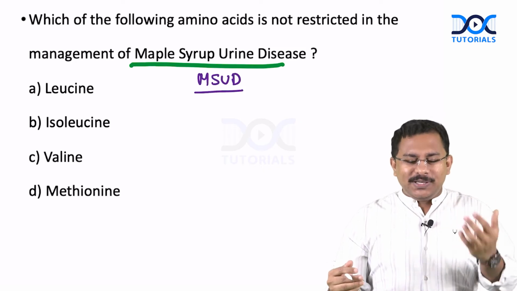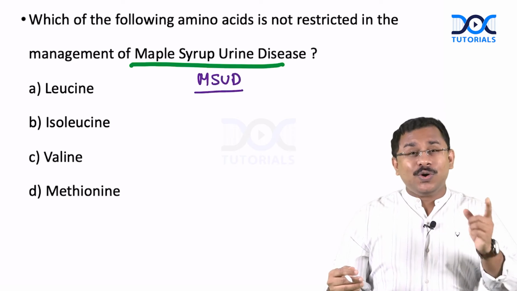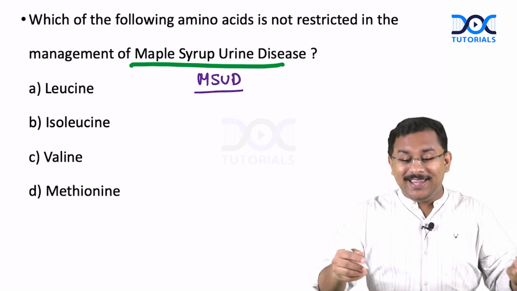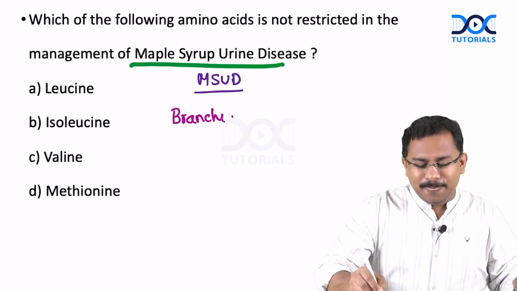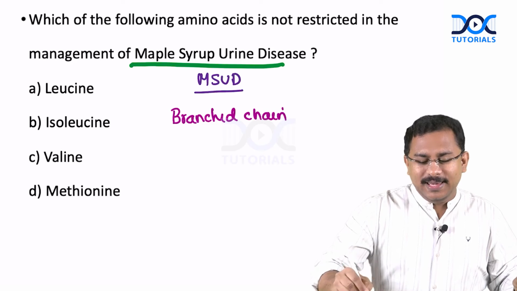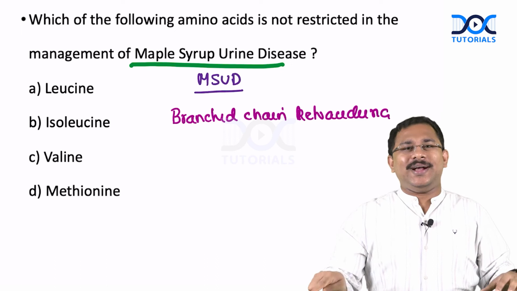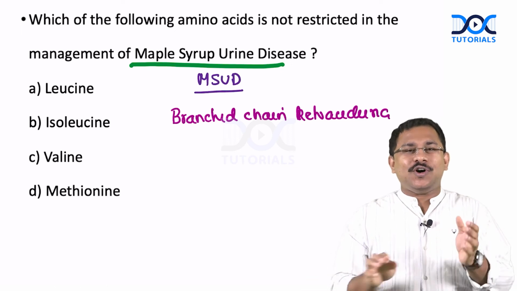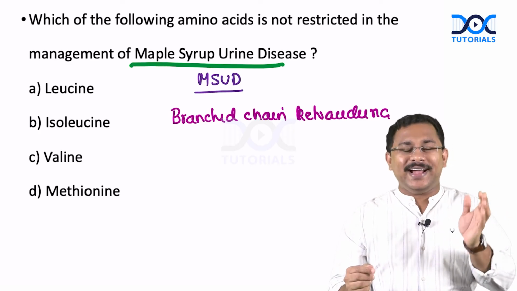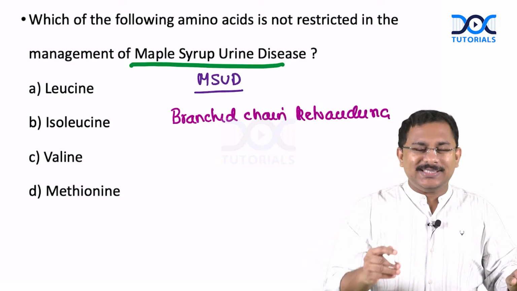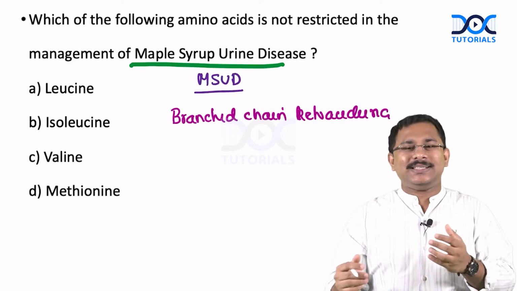See, this maple syrup urine disease is an autosomal recessive disease, which is also referred to as branched chain ketoaciduria. And this condition is caused by a deficiency of the branched chain alpha ketoacid dehydrogenase complex.